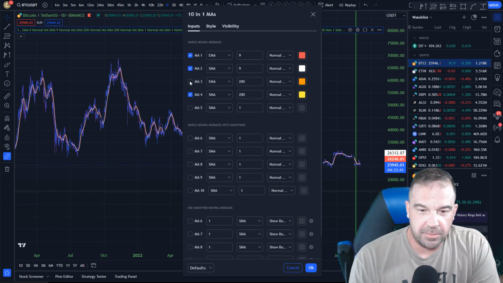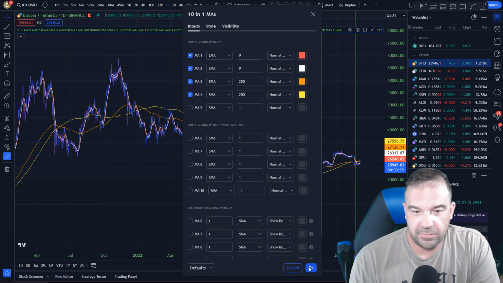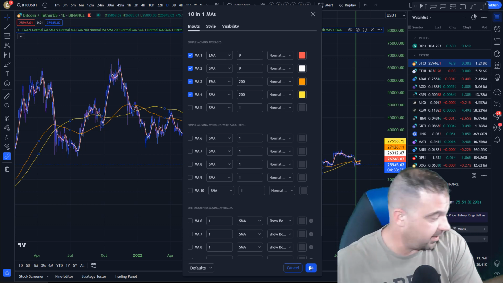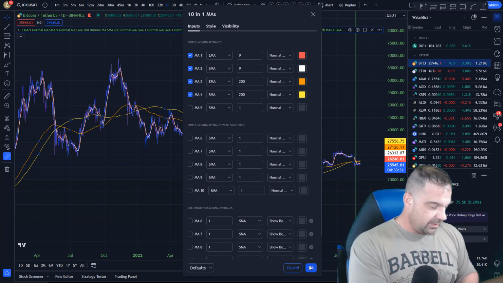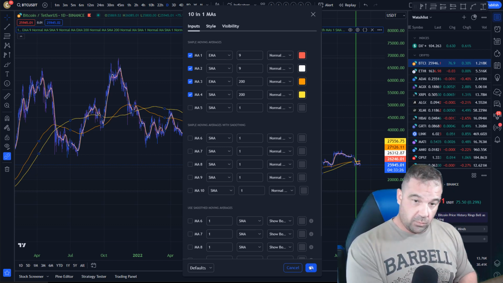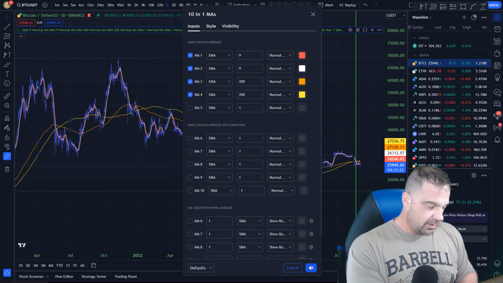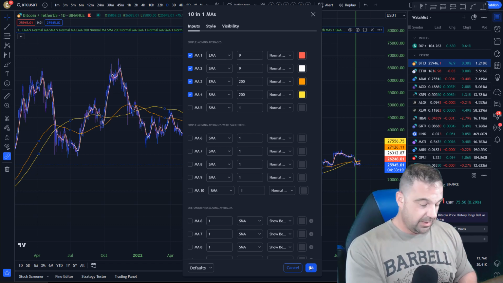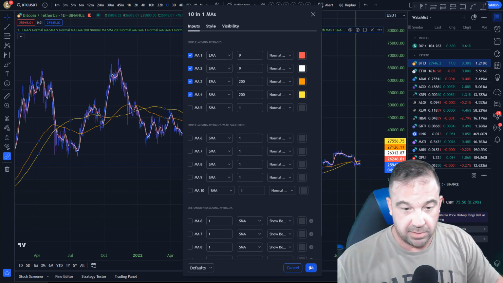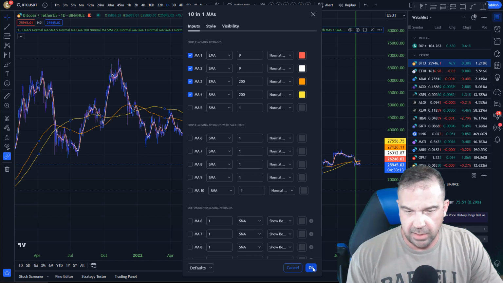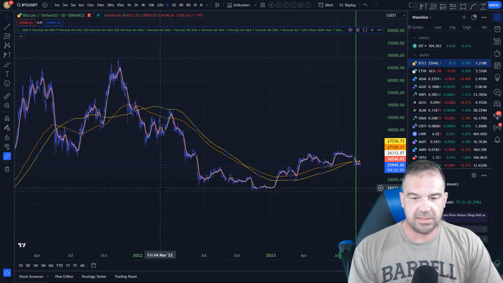Now we have to turn them on, and we have to hit OK. So let's say yellow and white are simple, right? Maybe I should write that down. Yellow and white are simple, and red and orange are exponential. And we know the 9 days are going to be closer than the 200, right? So let's hit OK. Now let's really see what this is saying, okay?